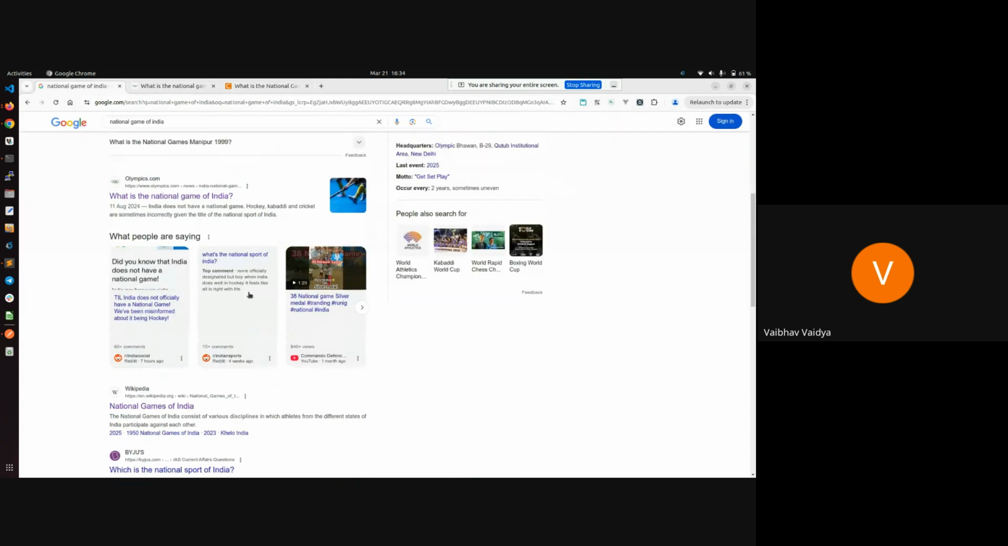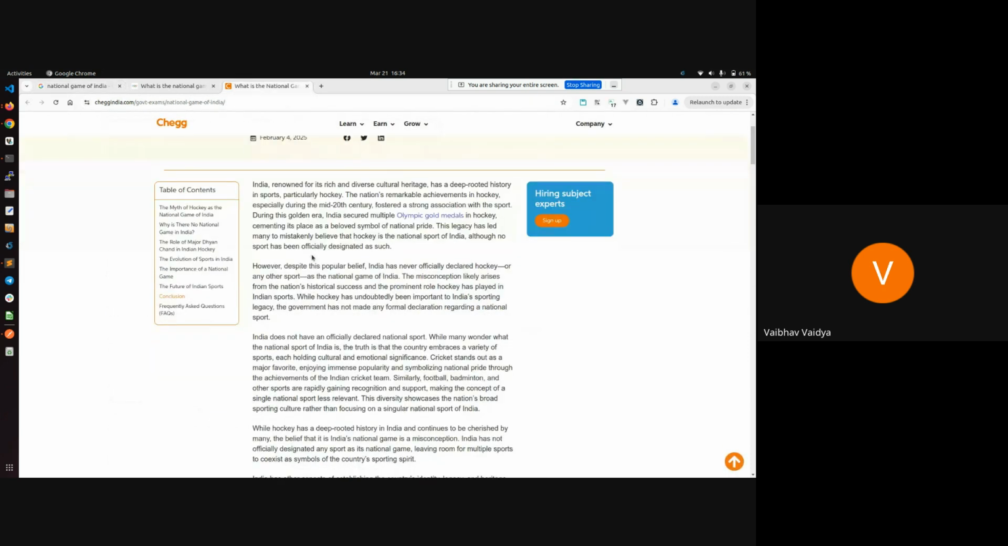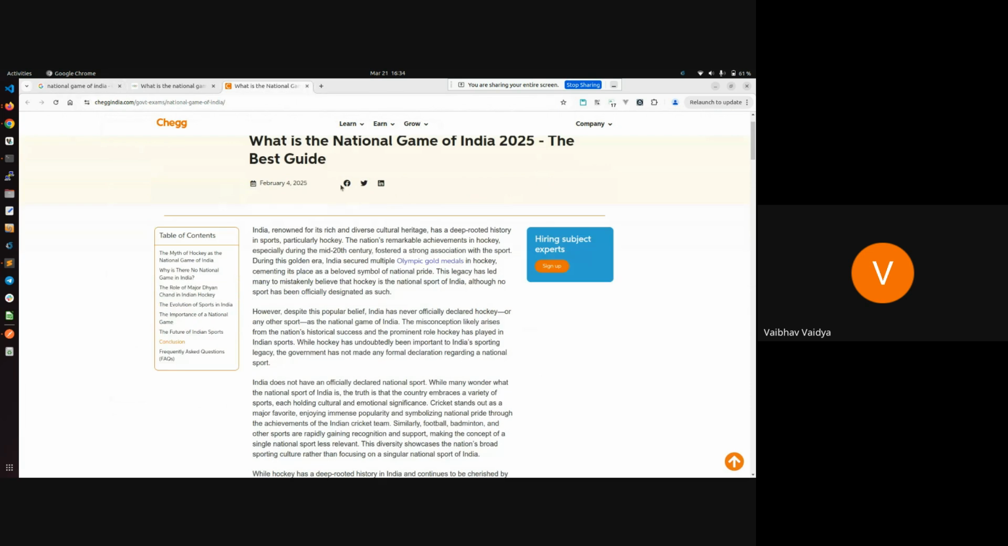After all, what is AI doing? AI is feeding on data which is easily searchable. It is trained on data. If the data itself is wrong, I can't exactly blame the AI. So here also we are getting: however, despite popular belief, India has never officially declared hockey or any other sport as the national game of India. So again, we can't exactly blame AI.